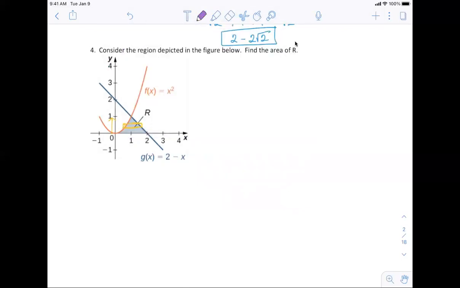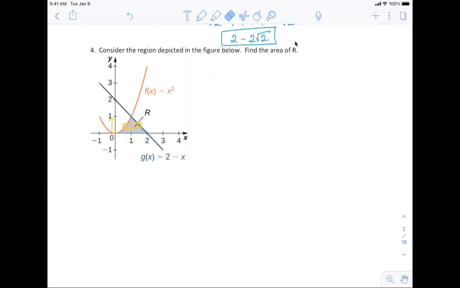And so it's already clearly marked for us, so we know we want the integral from 0 to 1. Again, we're going vertically. And so the curve all the way to the right is going to be g of x minus the curve that is more to the left, which is f of x. That actually will not work.